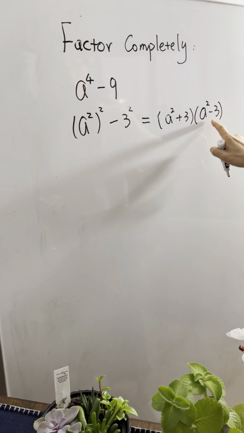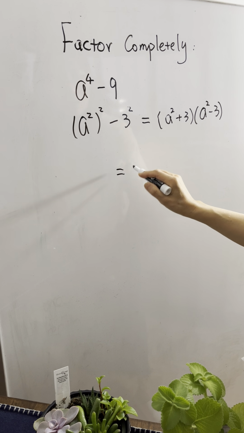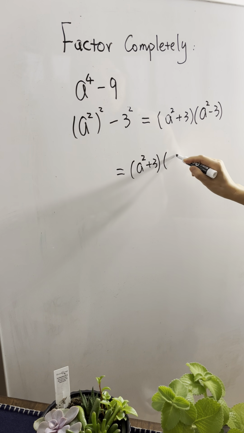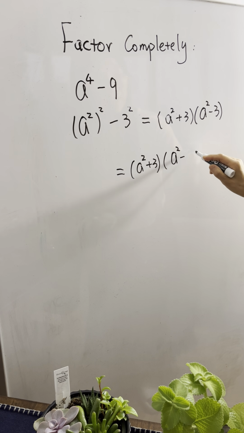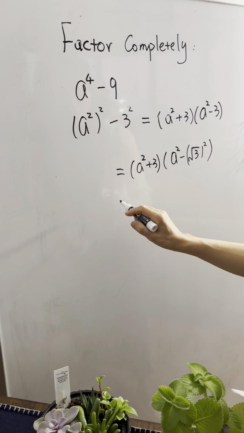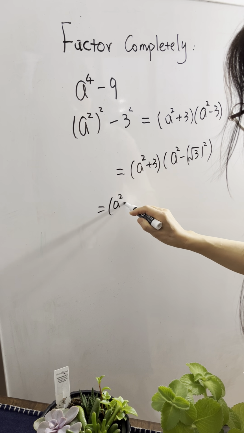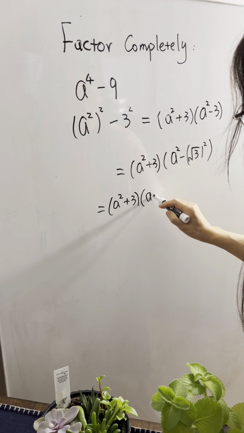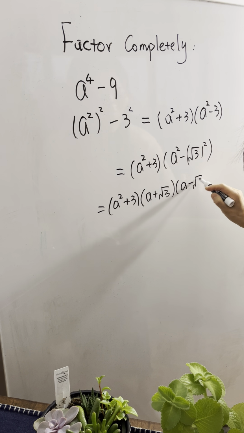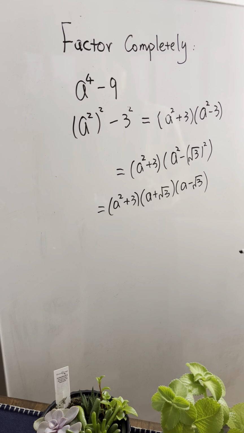This one, difference of two squares again, we can think of that as a squared minus the square root of 3 squared. So now we have difference of two squares: a plus the square root of 3, or radical 3, times a minus radical 3.